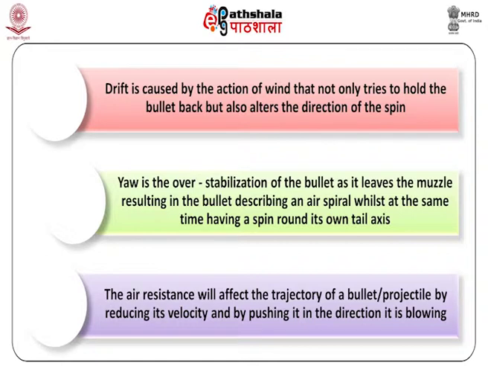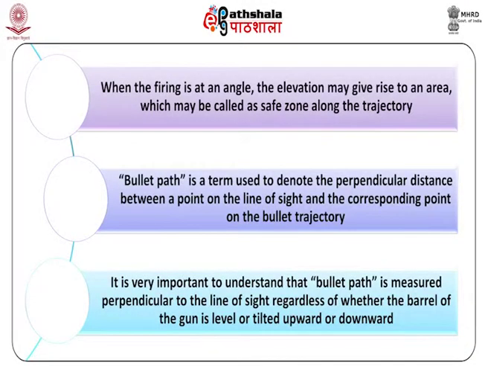The angle of fire is the angle at which the barrel axis lies with the base line. Thirdly, in this chapter, we have come to know that the air resistance will affect the trajectory of a bullet or projectile by reducing its velocity and by pushing it in the direction it is blowing. Fourthly, we have learned that when the firing is at an angle, the elevation may give rise to an area which may be called a safe zone along the trajectory.